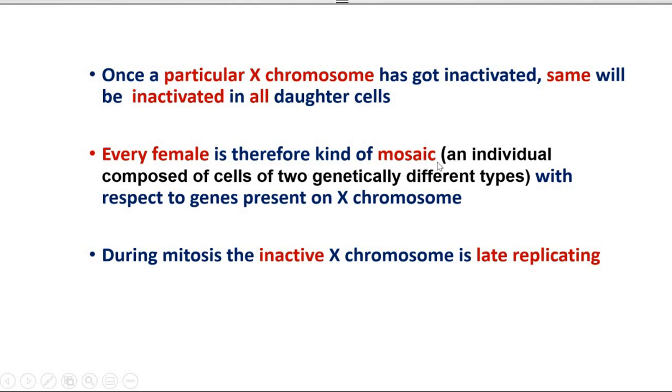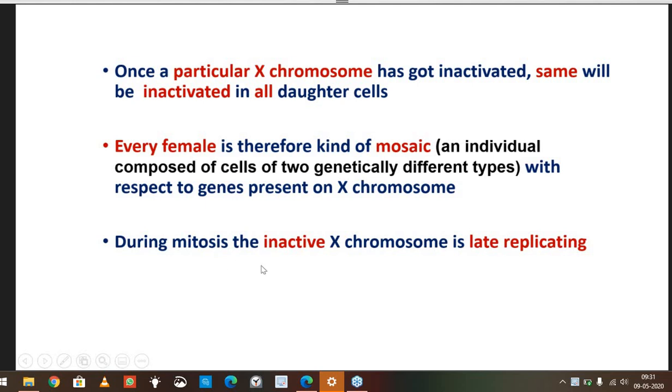What is mosaic? When the individual is composed of cells which have two genetically different types. So some cells are maternally derived, some cells are paternally derived, with respect to genes. And replication of the inactive X chromosome will occur late.